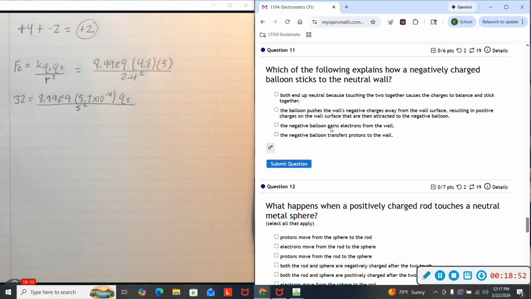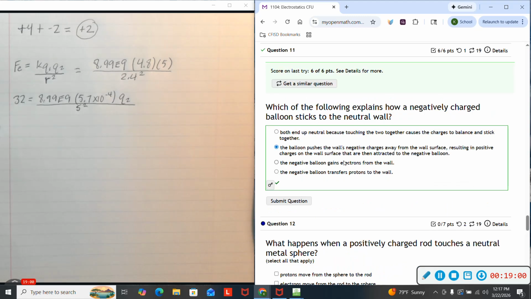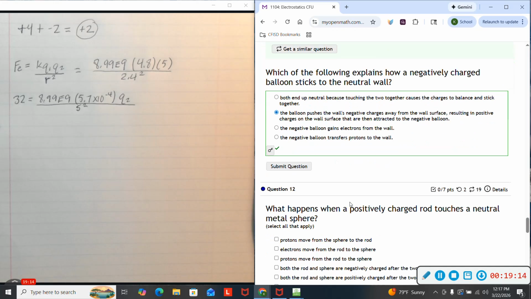And so that's what this says. The balloon pushes the wall's negative charges away from the wall surface, resulting in positive charges on the surface that attract the negative balloon. Again, don't pick anything that talks about transferring protons, and you're not going to talk about transferring electrons either, because you're dealing with insulators here. Charging by conduction requires conductors. At least one of them needs to be a conductor in order for that to happen.